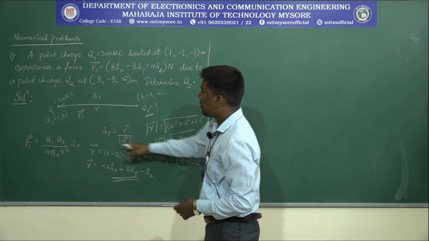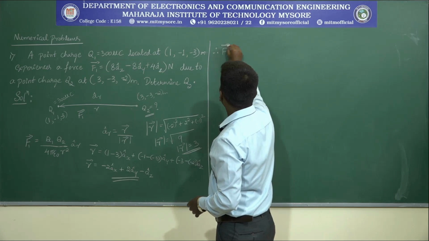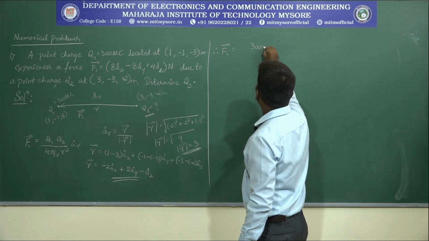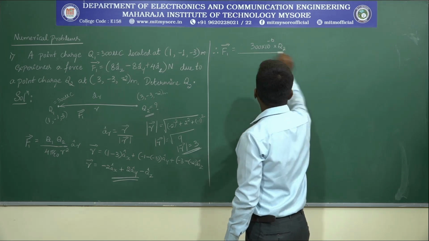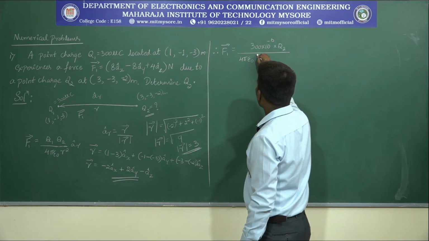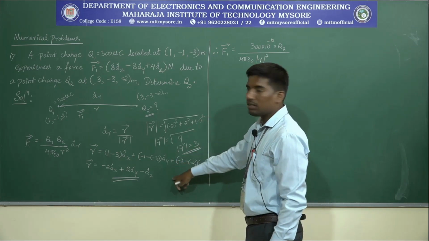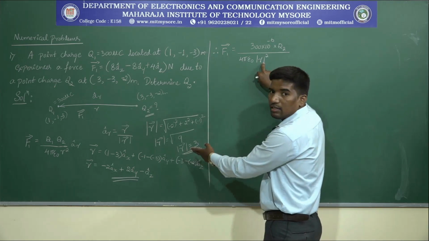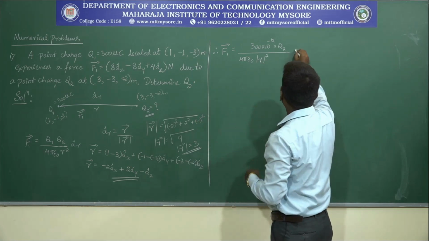Then substitute all these components into this equation. Therefore, F1 is equal to, what is this? Q1. Q1 is 300 into 10 power minus 6 coulomb into Q2 divided by 4 pi epsilon naught into R square. R square is considered as the magnitude of R square. Just for simplifying this equation in a simpler manner, we are considering the magnitude. If I consider the vector, it can take more time to solve. Hence, I am considering this magnitude of R into a cap R.